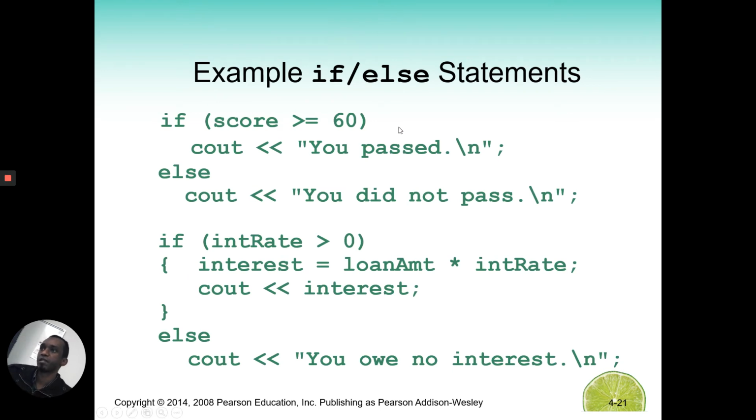So if a score is greater than or equal to 60, you passed, else, say you didn't pass. If integer rate or interest rate, whatever that stands for, is greater than 0, then in this case it would be interest rate, then it would be interest equals loan amount times the interest rate. See out, interest. Else, see out, you owe no interest.